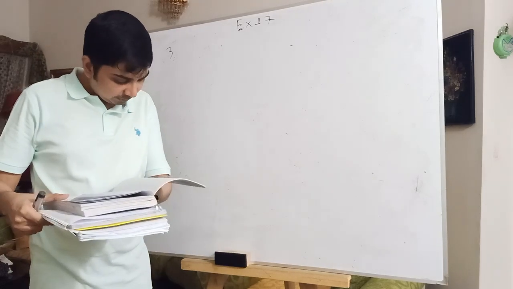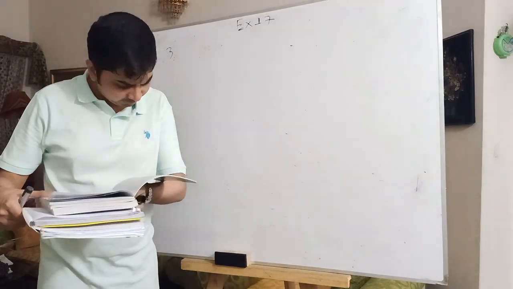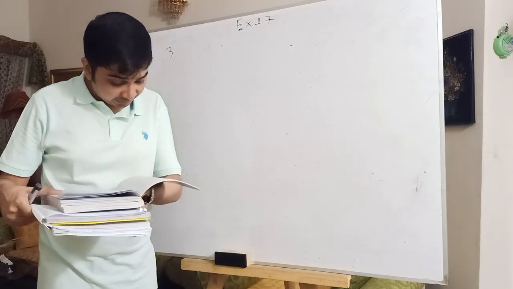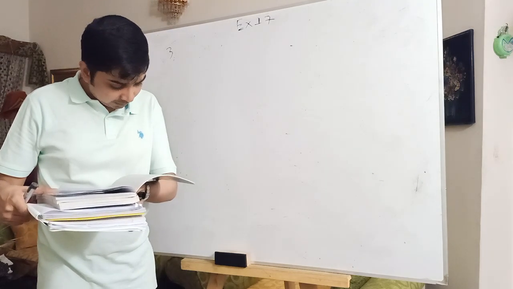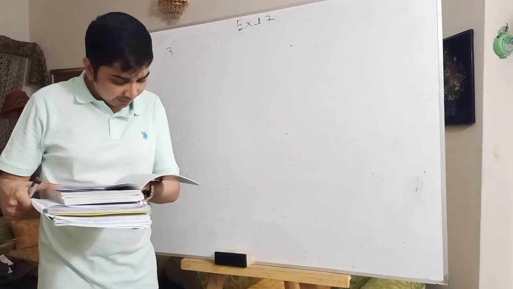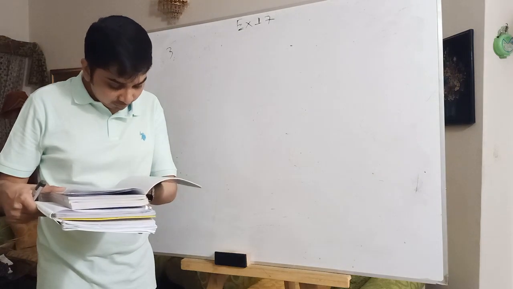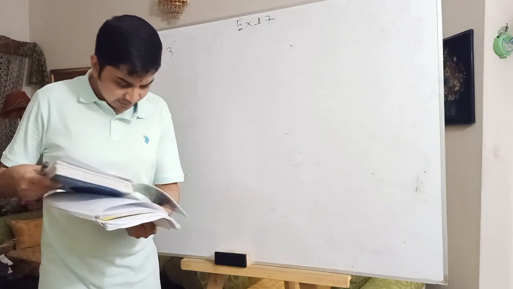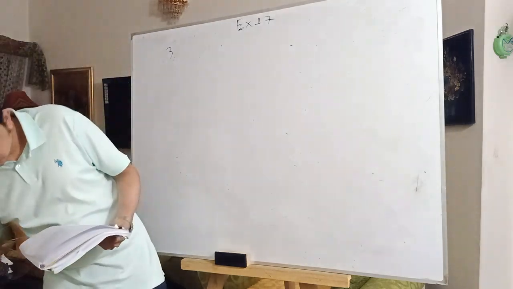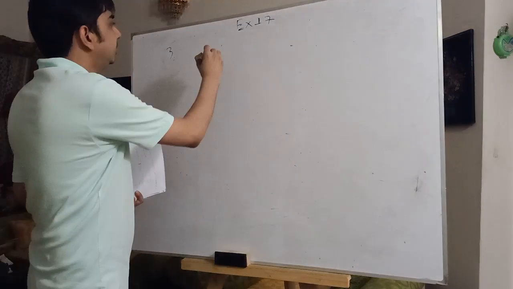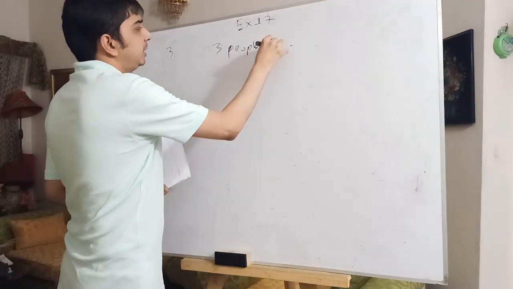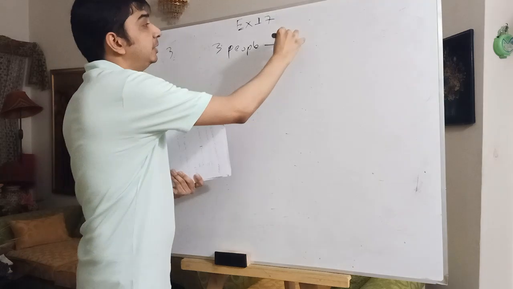Now let's do question number 3. Let me read the question first. 3 people build a wall in 10 days. How long would it take 5 people? So you have 3 people, and in order to build a wall, they take 10 days.